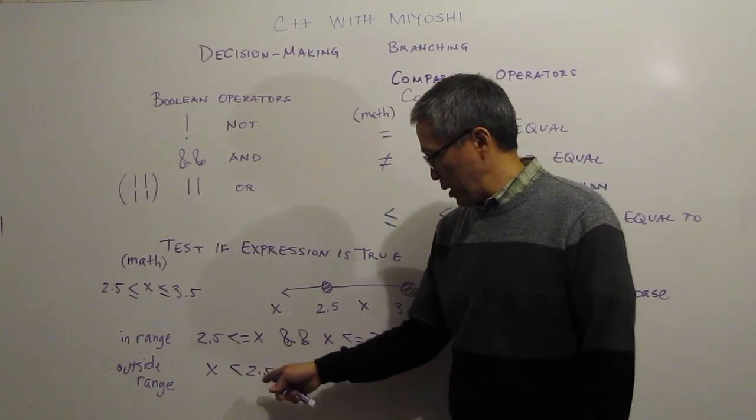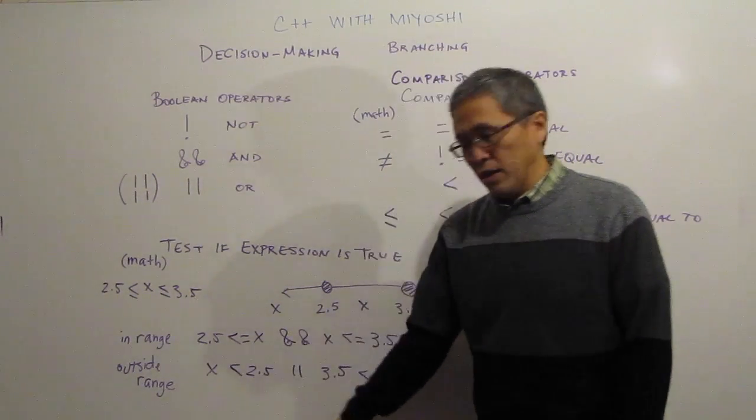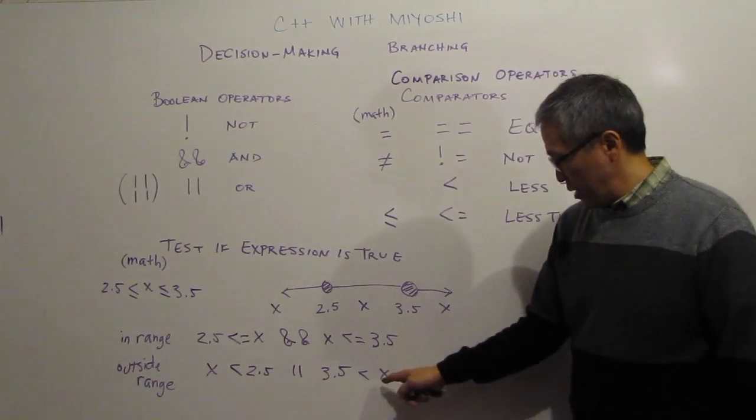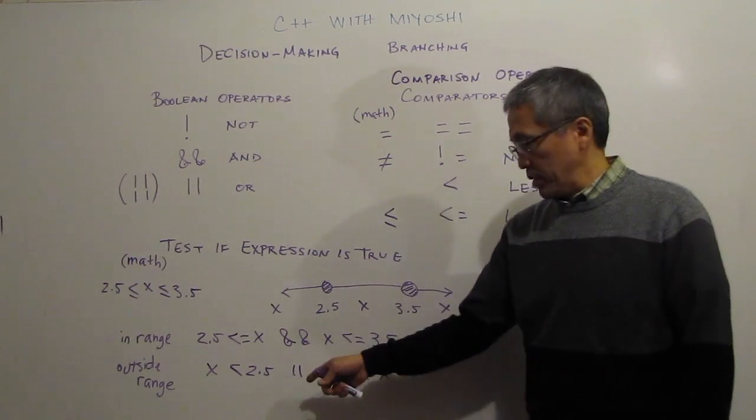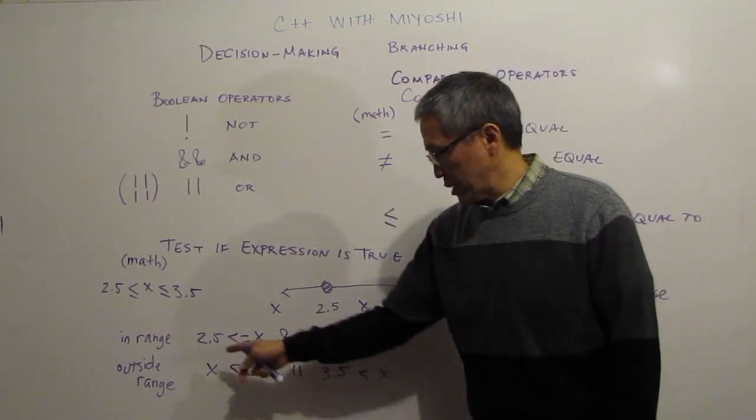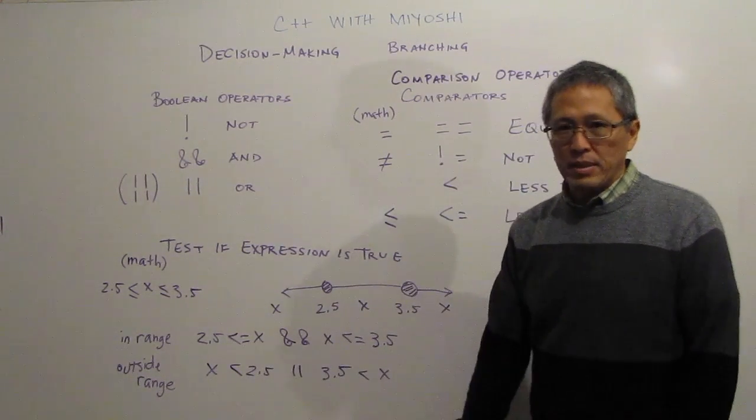Oftentimes in math, you always have the variable on the left side of your symbol. That's why we have the less than, greater than symbols. But people get confused on that, so I just like to go ahead and do it this way. It makes things a lot easier.